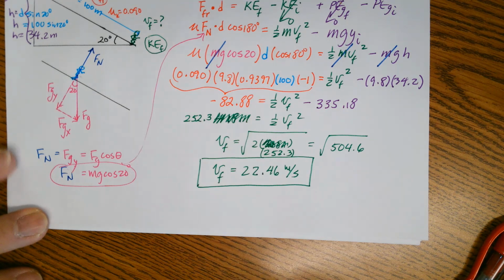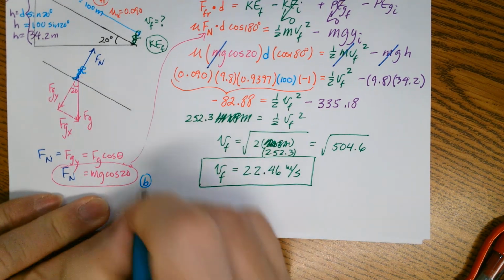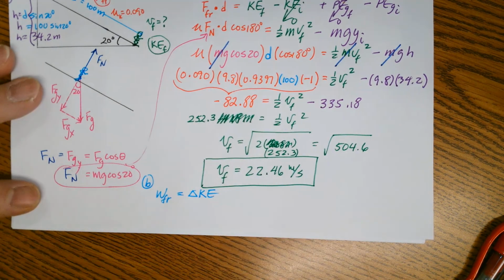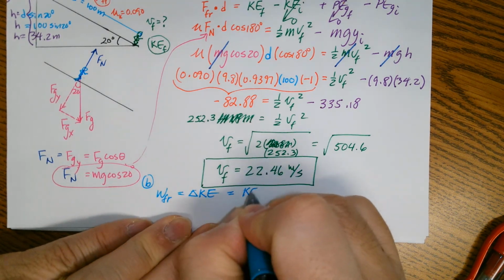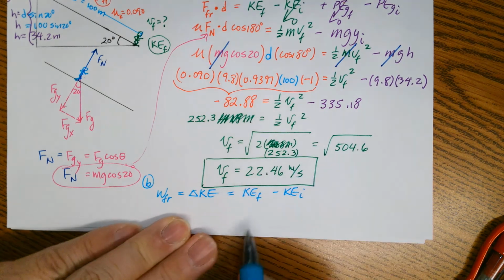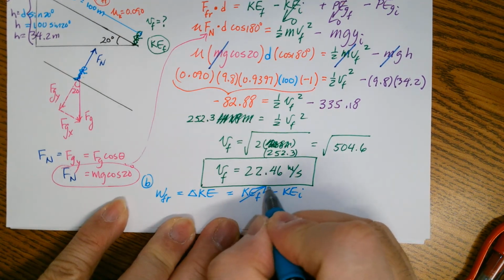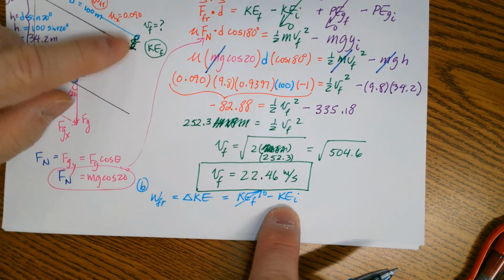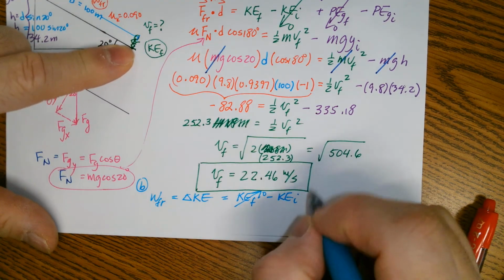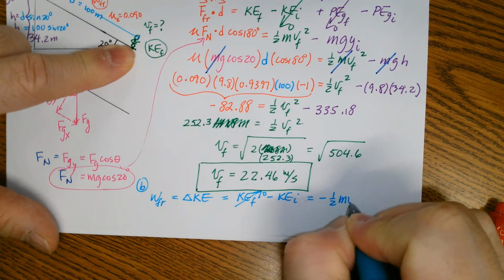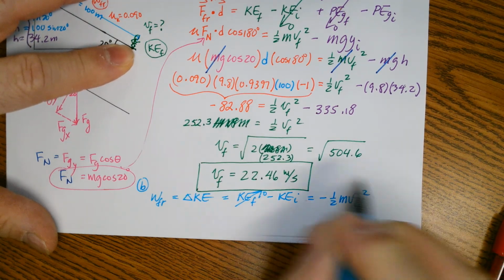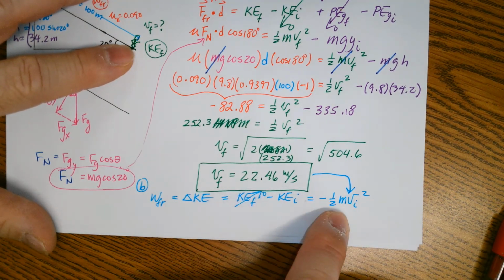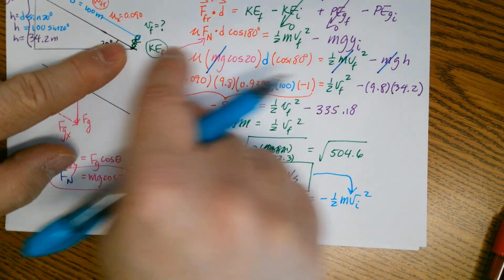So for part B, we have work done by friction is equal to just changing kinetic energy, which is equal to kinetic energy final minus the kinetic energy initial. But kinetic energy final is zero. This kinetic energy initial is the phase one kinetic energy final, right? So this is equal to negative 1/2 m v_i squared, but this v_i is my green v_f. Does that make sense? Because now we're in a flat part of this.